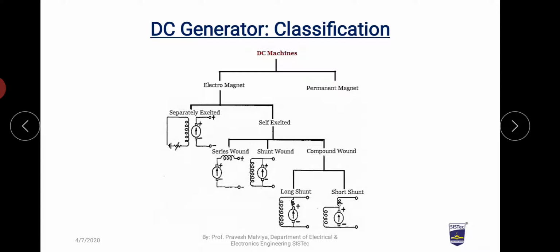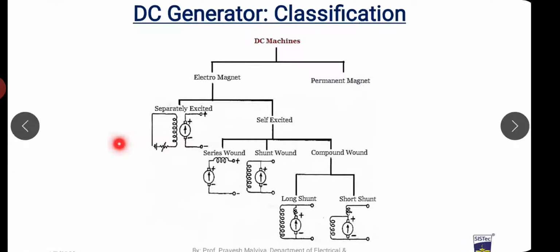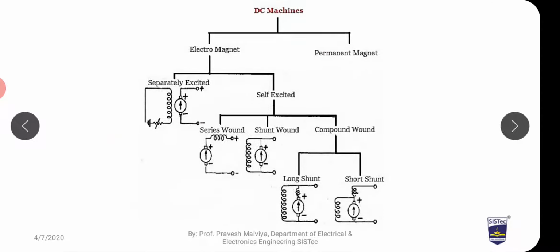So in the previous lecture we discussed the working principle of the DC generator, and in this video we'll be discussing the classification of the DC generator. A DC generator can be classified in several ways. It can be classified based on the connection between its armature and the field winding. So let's start with the classification.